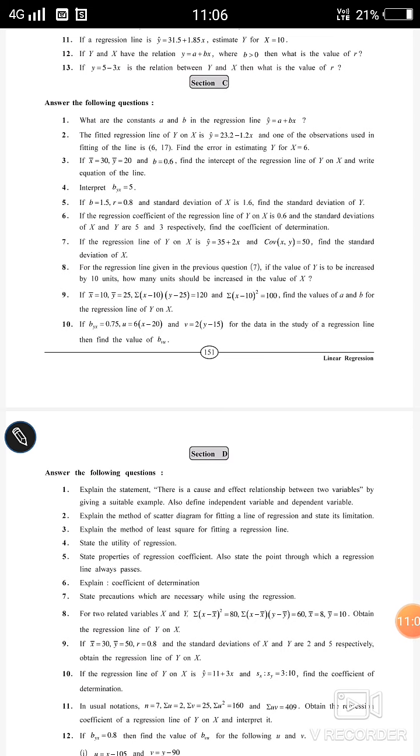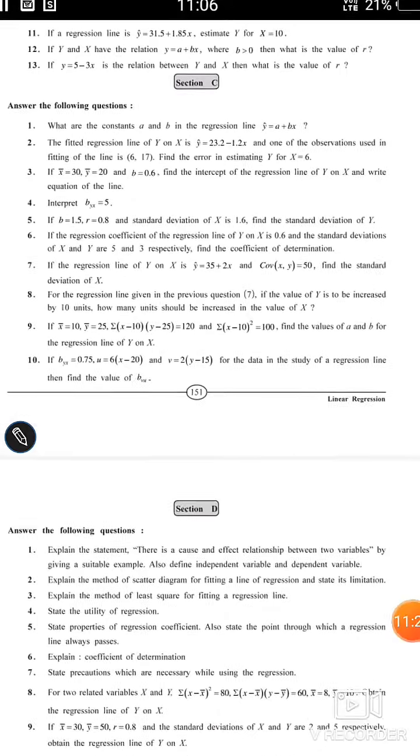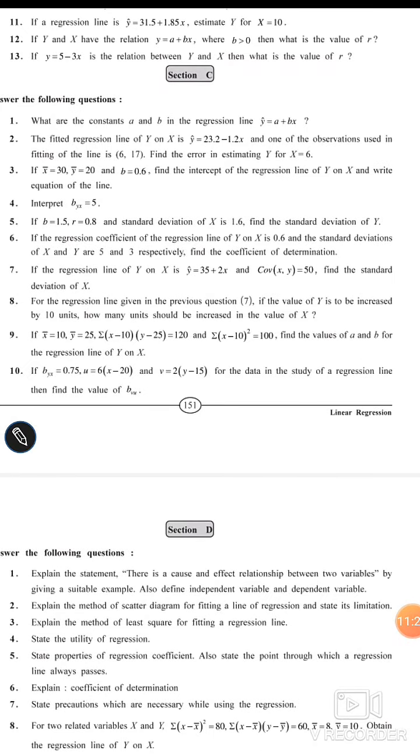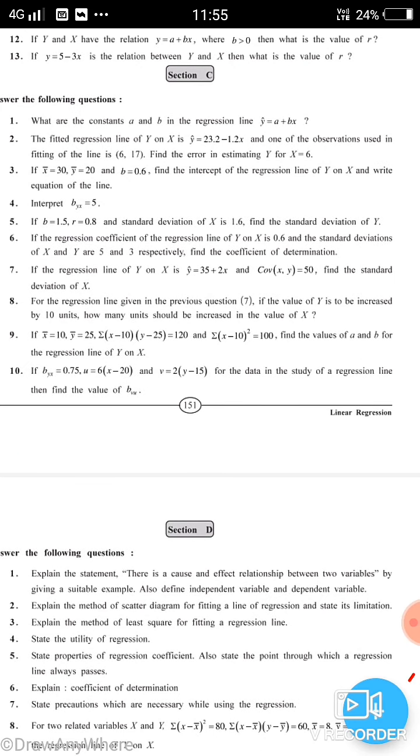Now we take exercise 3 in that section C, right? In that, the first sum is of the theory sum. So now let's see sum number 2. This is sum number 2.